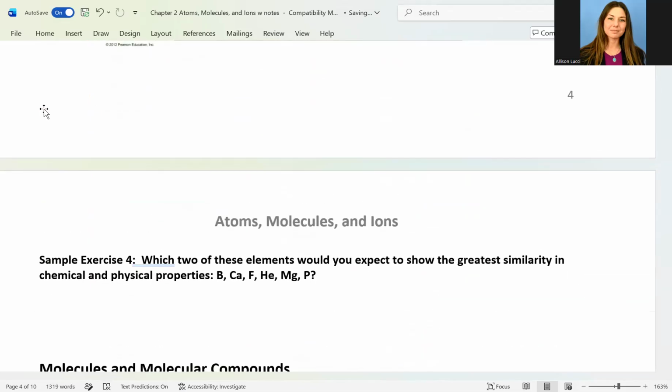So let's look at sample exercise 4 here and see if we can use some of those organizational properties and aspects from the periodic table to answer this question. So we're asked to show which elements would show the greatest similarity in chemical and physical properties. So are they in the same group? Are they in the same row? So we're going to locate these elements on the periodic table.